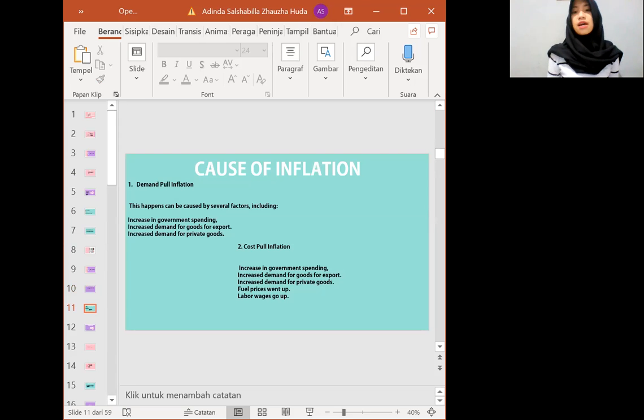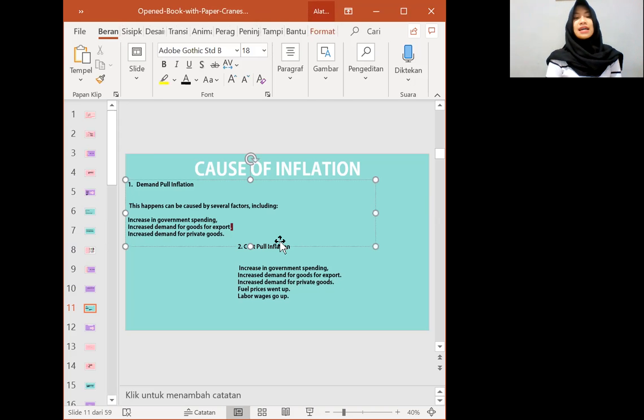What are the causes of inflation? First is demand pull inflation. Inflation that occurs is due to an increase in demand for certain types of goods and services. In this case, an increase in demand for these types of goods or services occurs in aggregate demand. This can be caused by several factors, including first, increase in government spending, second, increased demand for goods for export, and the last is increased demand for private goods.